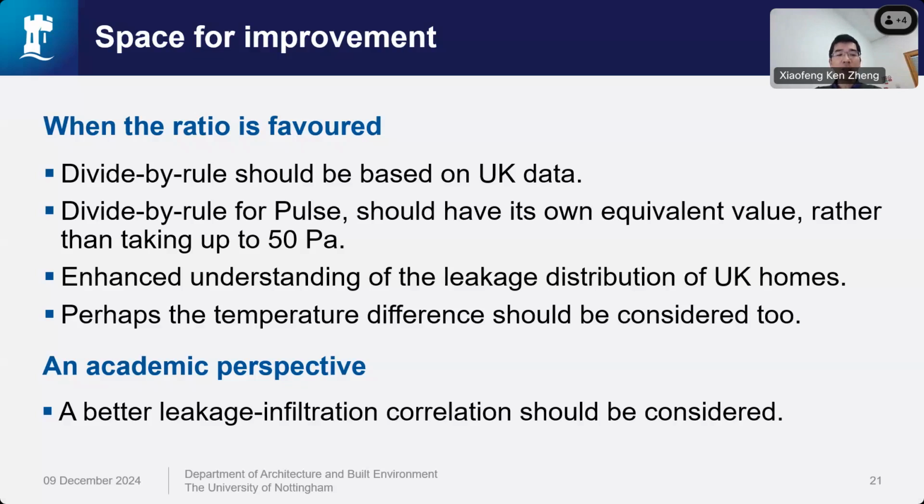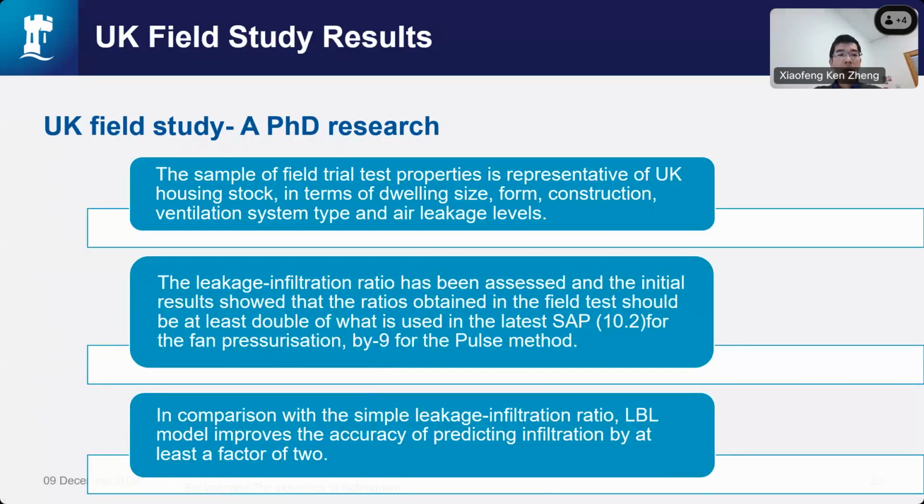From an academic perspective, I think a better leakage infiltration correlation should be considered. The reason I say that is because one of our PhD students has done research based on 100 UK homes, reasonably representative in terms of dwelling size, form, and construction. The results show the leakage infiltration ratio for the fan pressurization method is at least double what is currently used, so at least 40 instead of 20. And for the Pulse test, it's roughly around divided by 9.